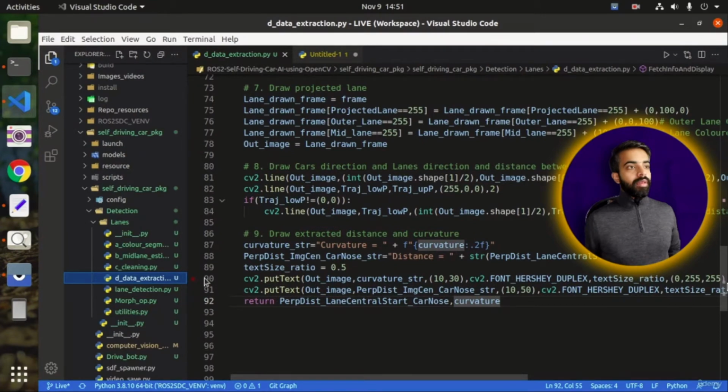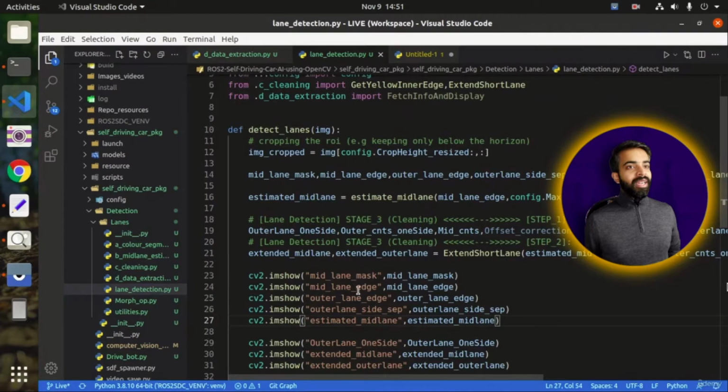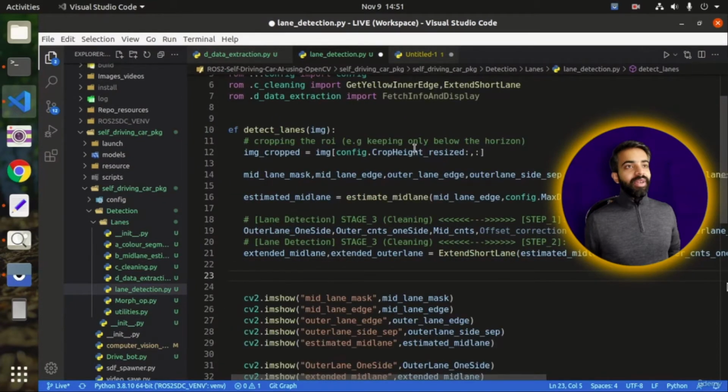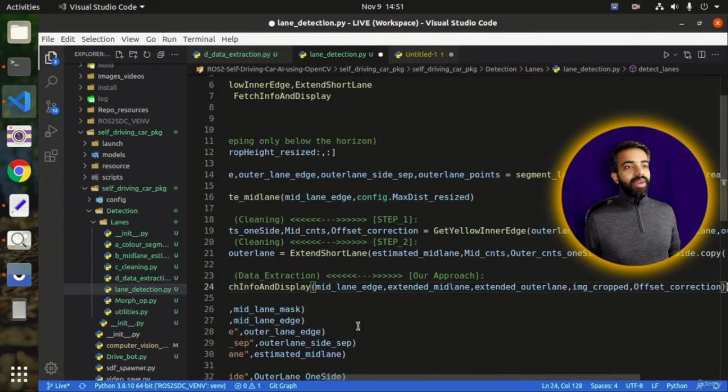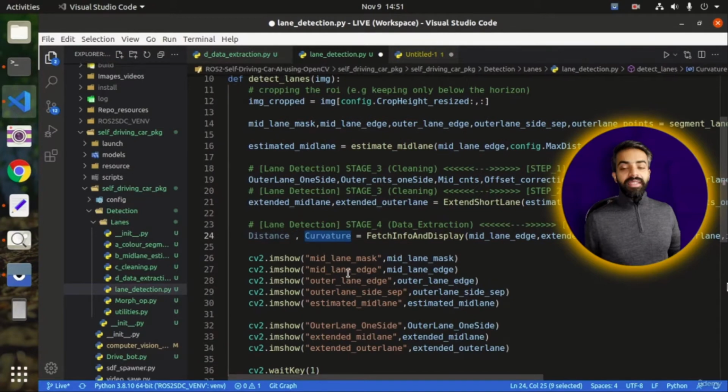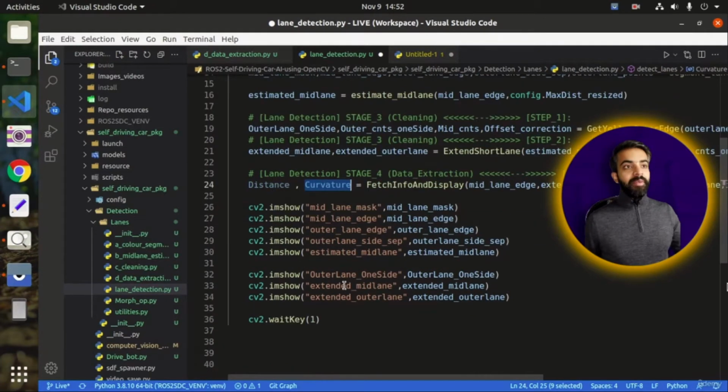Now moving back to the lane detection module, after the extend short lane, which was the third step of the cleaning stage, we can now add in our fetch info and display. That is imported from the data extraction, and then we declare it right here. We provide the inputs of mid lane edge, extended mid lane, extended outer lane, image crop, and offset correction. Once we have provided these values, what we get as an output is the distance and the curvature, the two error values that relate the lane trajectory and the car's direction. So now we have completed our lane detection module.